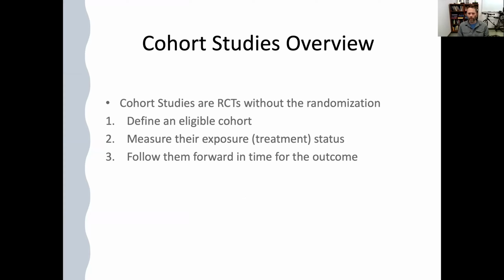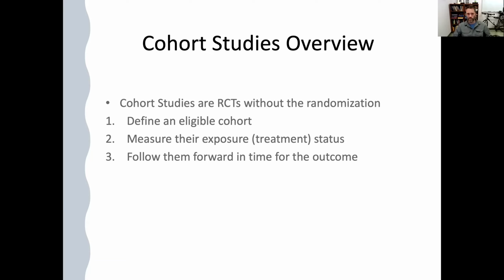Cohort studies, again, are exactly like RCTs, but without the randomization. This has the benefit of making them a little bit easier because you don't have to actually go through the proper random people, but it has the downside of you aren't balancing confounders between the two study groups anymore. So now you actually really need to be worried about confounding.